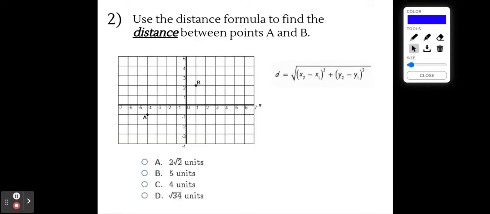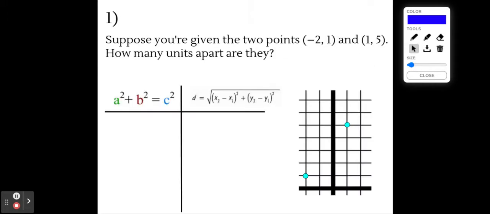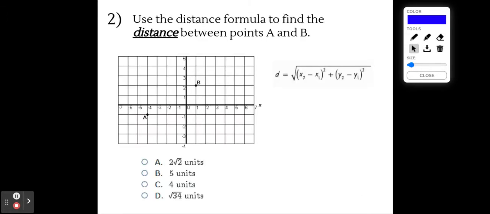All right, let's try this again. Here we're asked to find the distance between points A and B, and we're asked to use the distance formula. I gotta get my marker here. So distance between points A and B. Now I could connect them and make a right triangle, but I'm not going to because I'm being asked to use the distance formula to find the distance. So this is good just to practice this formula, okay?